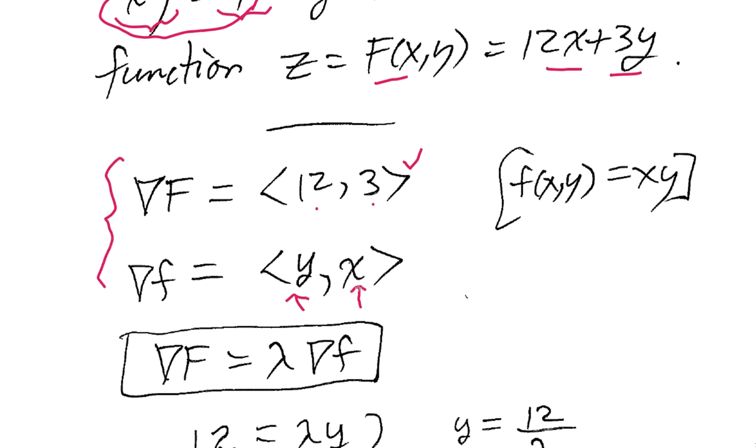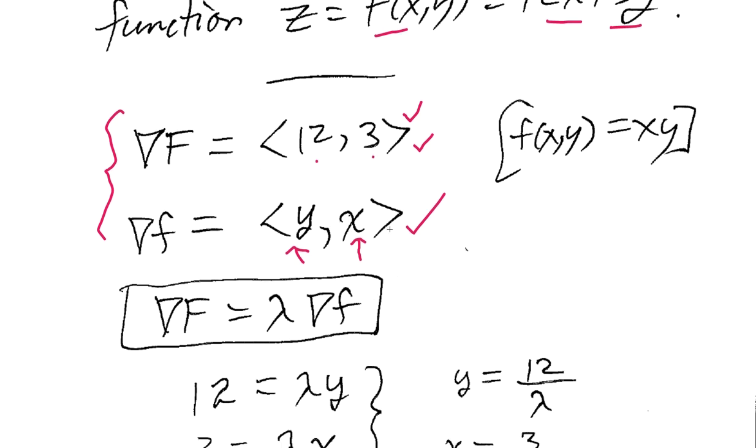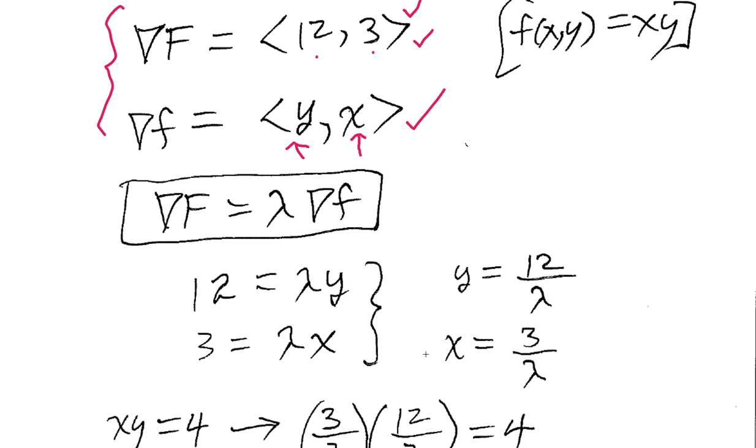And then what we're going to do is set up the equation here. Remember, at stationary points, this guy should be a multiple of this guy. So we'll say the gradient of cap F is lambda times the gradient of little f. Now there are two components to these. So what I'm really saying is 12 is lambda times y, and 3 is lambda times x. Now what I can do, in this case, is solve for y in terms of lambda and x in terms of lambda.